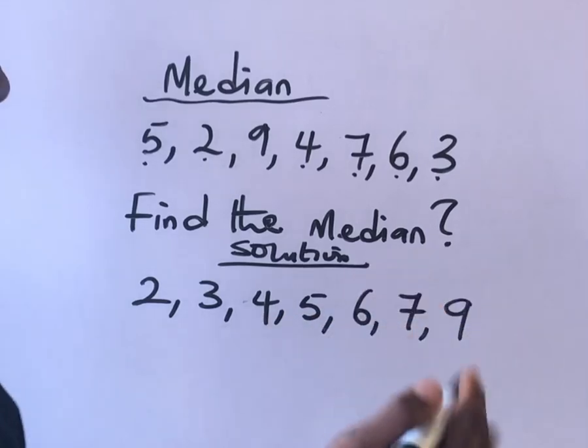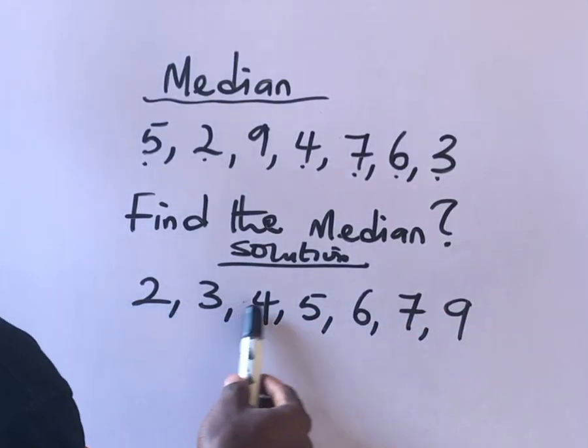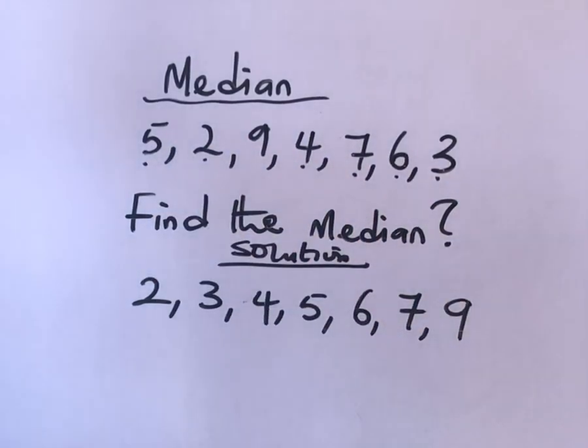So let's count it to know we are not mistaken. 1, 2, 3, 4, 5, 6, 7. So all the numbers are 7.